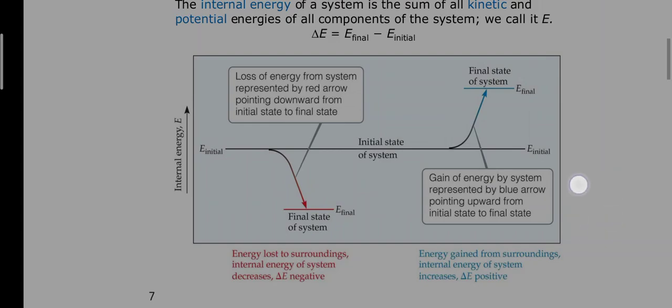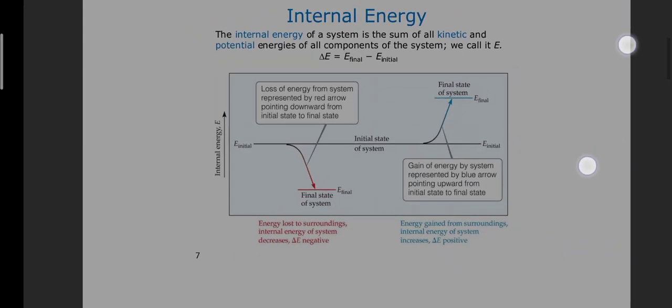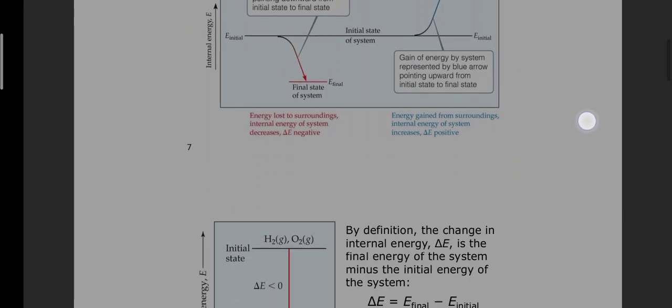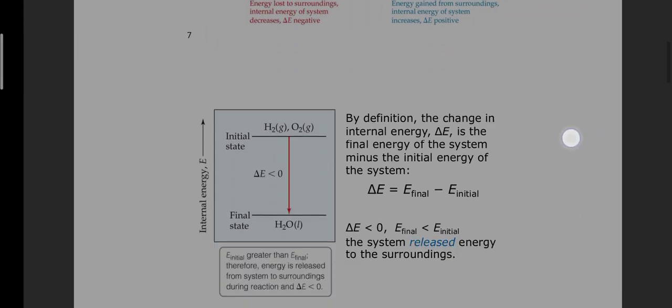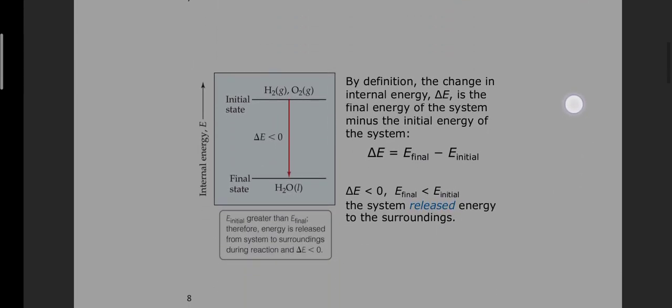Energy lost to surroundings: internal energy of the system decreases, ΔE negative. Energy gained from surroundings: internal energy of the system increases, ΔE positive. By definition, the change in internal energy ΔE is the final energy of the system minus the initial energy of the system. That is, ΔE is equal to E final minus E initial. If ΔE is less than 0, then E final will be less than E initial. The system released energy to the surroundings.